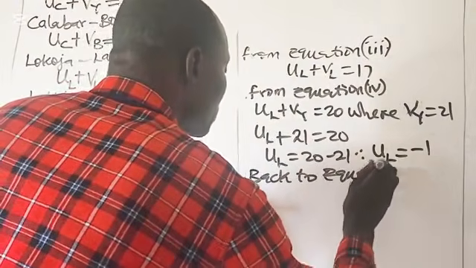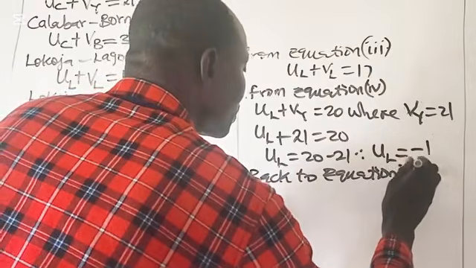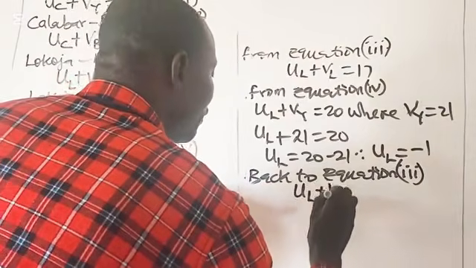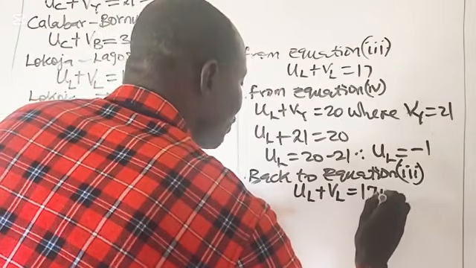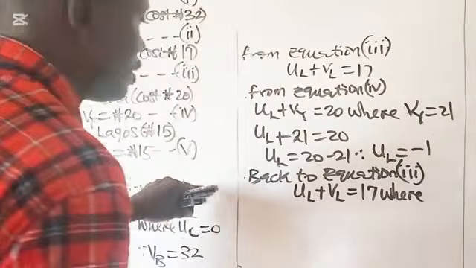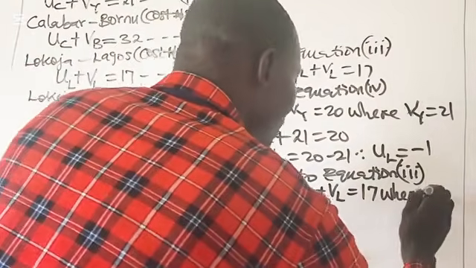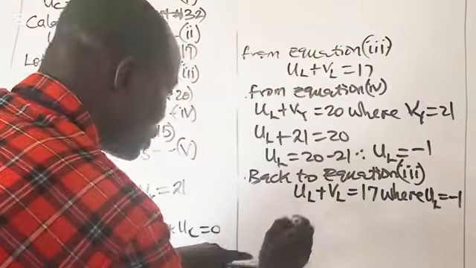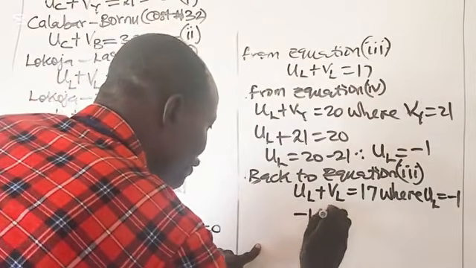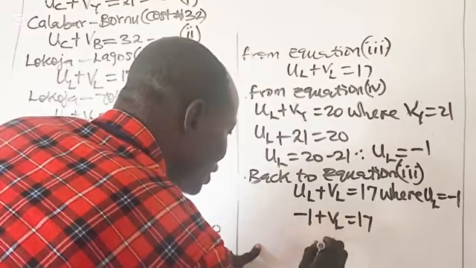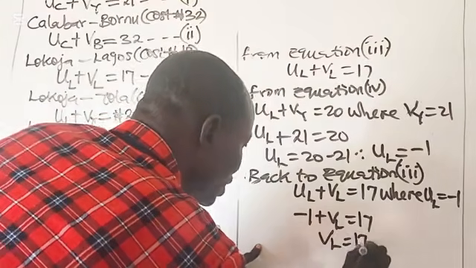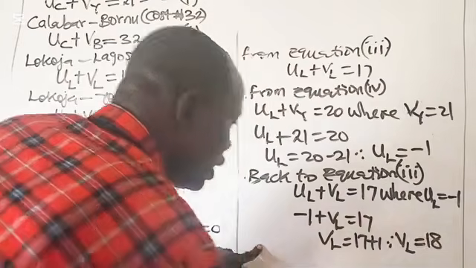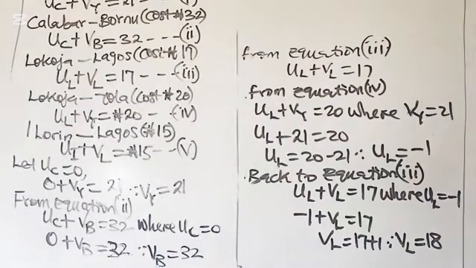Equation 3 is UL plus VL equal to 17, where UL equals minus 1. So that means minus 1 plus VL equal to 17. So we have VL equal to 17 plus 1. Therefore, VL equals 18. We have gotten the value of VL.